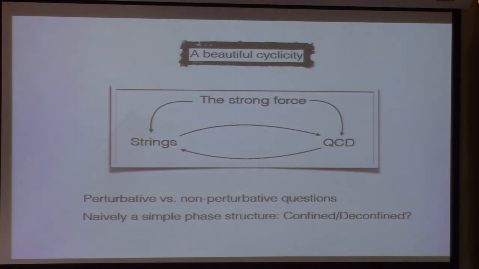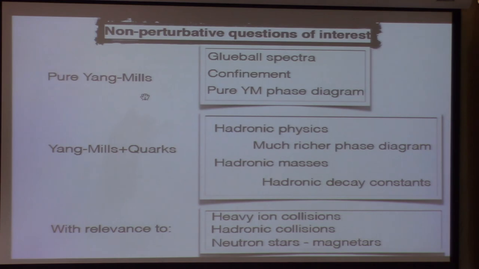Naively within QCD, we've got this relatively simple phase structure: a confined phase and a deconfined phase. But even that, of course, we don't really understand just from looking at the QCD Lagrangian, or the Yang-Mills Lagrangian, I should say. Okay, so the sorts of questions one might ask. At strong coupling, you can ask about the spectra of bound states, so global spectra within pure Yang-Mills. One can ask about confinement and the pure Yang-Mills phase diagram. You can turn on temperature and ask when's the confinement, deconfinement phase transition.